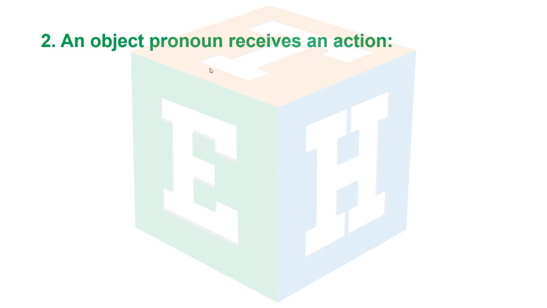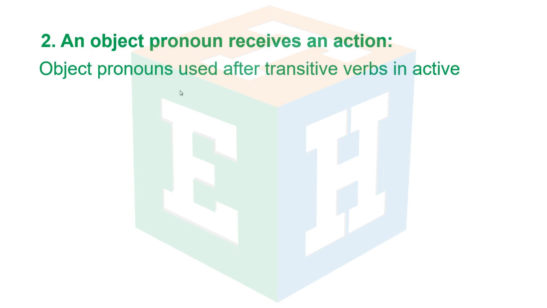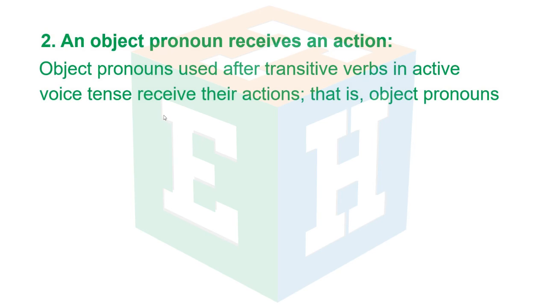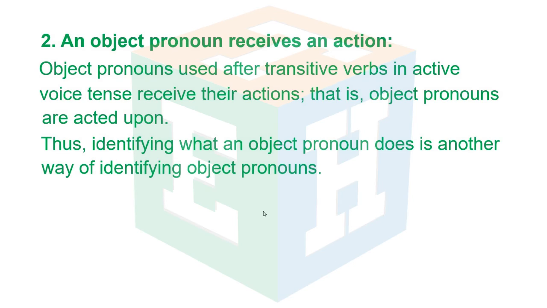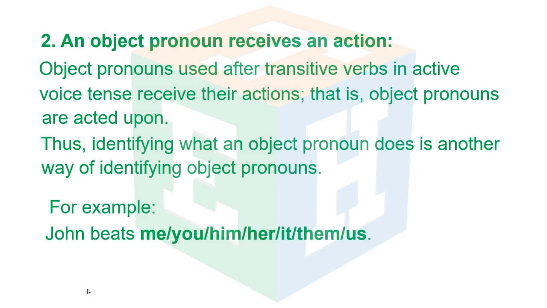Number 2, an object pronoun receives an action. Object pronouns used after transitive verbs in active voice tense receive their actions. That is, object pronouns are acted upon. Thus, identifying what an object pronoun does is another way of identifying object pronouns. For example, John beats me, you, him, her, it, them, us.